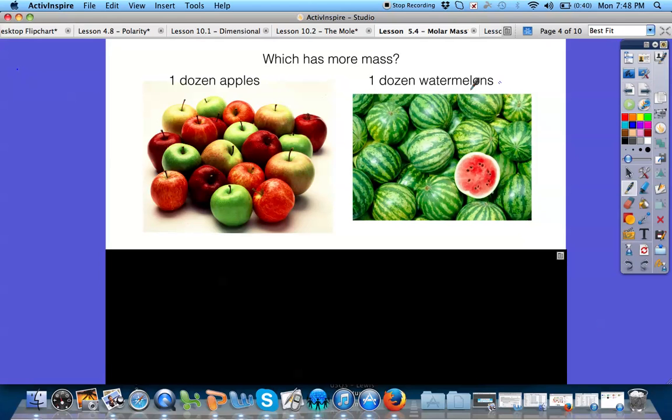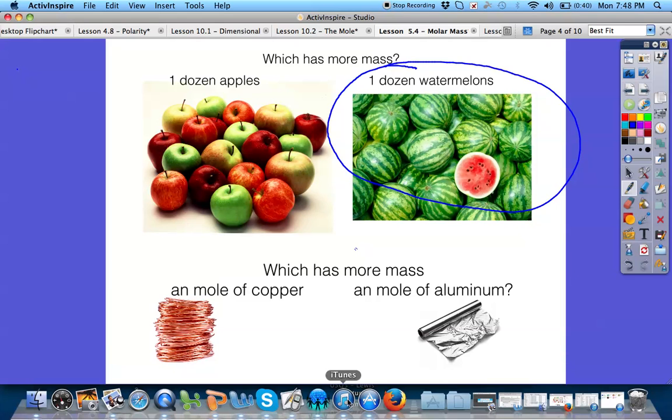Okay, so think about it. If you have 1 dozen apples, so you have 12 apples, and 1 dozen watermelons, 12 watermelons, which has more mass? Well, the watermelons do, because each watermelon in and of itself has more mass. So now think about a mole of copper, and a mole of aluminum.